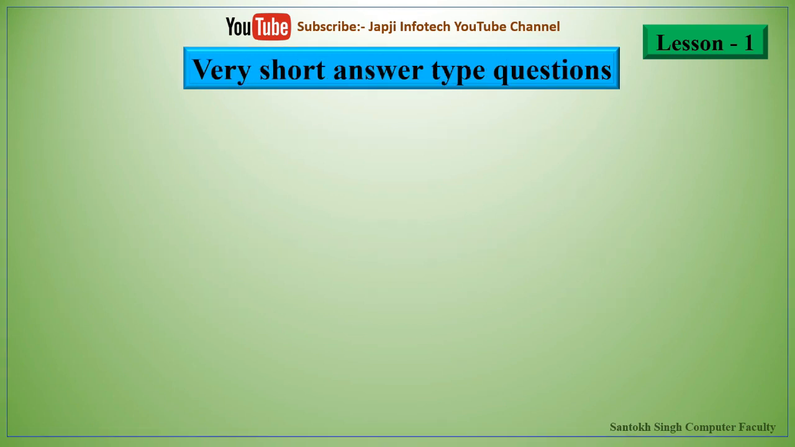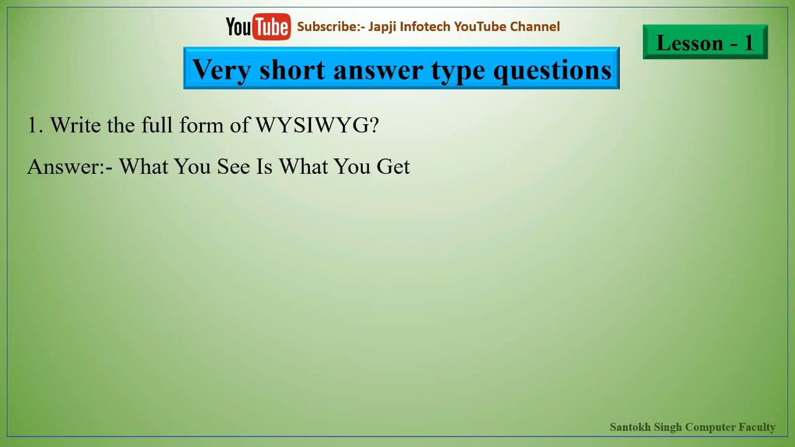So now we will learn about very short answer type questions. So our first question is: write the full form of WYSIWYG. So the full form of this word is What You See Is What You Get.